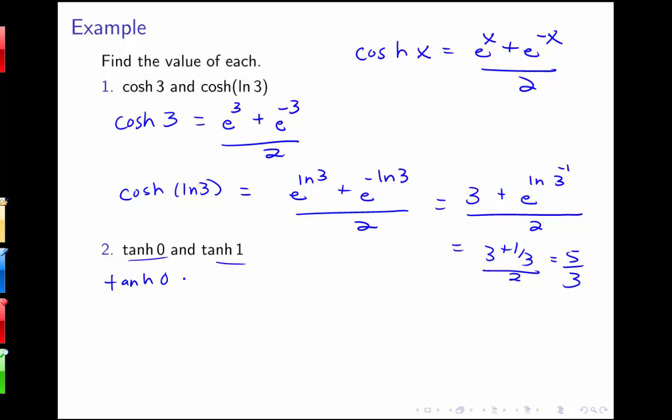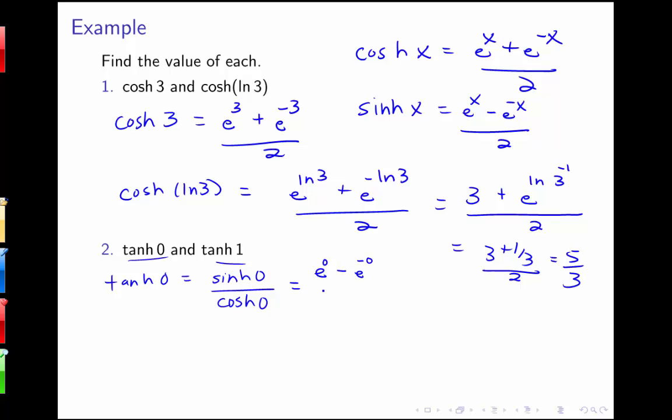Remember that hyperbolic tangent is defined in terms of our hyperbolic sines and cosines. This would be hyperbolic sine over hyperbolic cosine. So that means I would have to convert to my definition. Remember that hyperbolic sine is e to the x minus e to the negative x all over 2. So this would be e to the 0 minus e to the negative 0, which we know is just e to the 0, all over e to the 0 plus e to the negative 0. So we would have 1 minus 1 here over 1 plus 1. So we would see that hyperbolic tangent of 0 is equal to 0, which agrees with that graph that we had before.